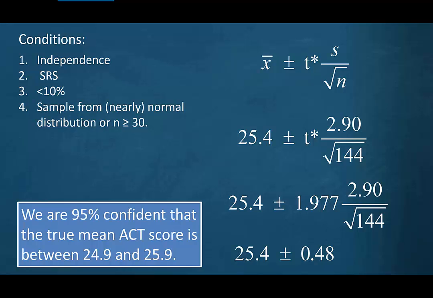Interpreting confidence intervals for means is pretty close to how we interpreted them for proportions. We're 95% confident that the true mean ACT score is between 24.9 and 25.9.